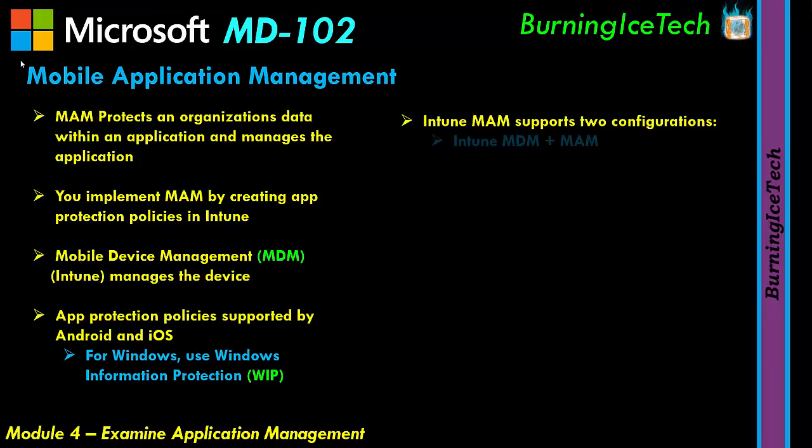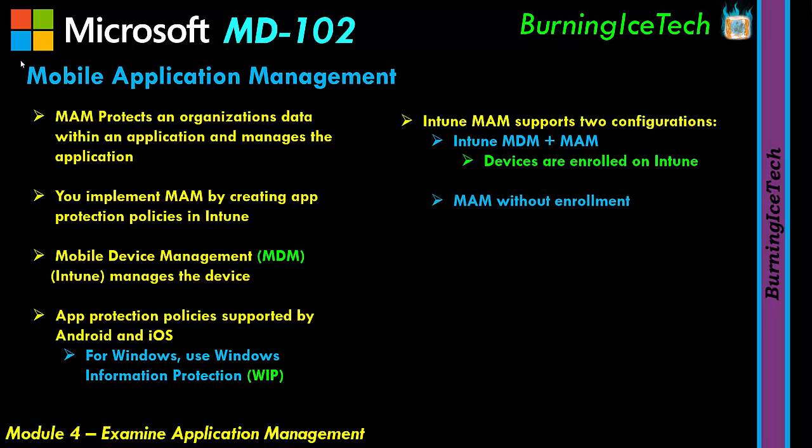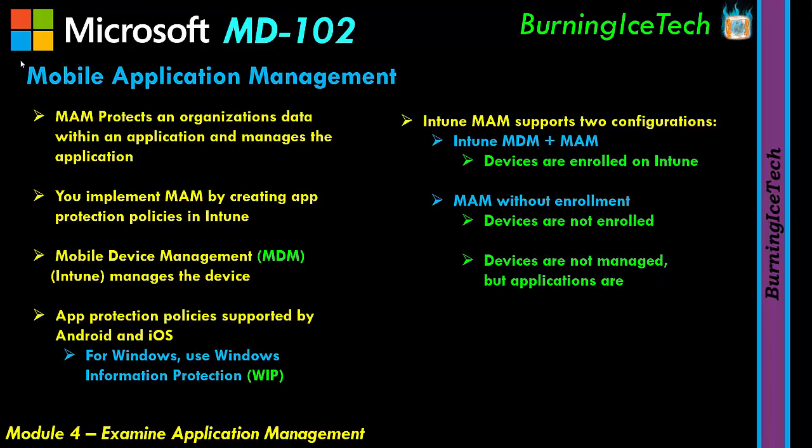The first is Intune's mobile device management and mobile application management combined. With this configuration, devices are enrolled in your company's Intune environment. The second configuration is mobile application management without enrollment. In this configuration, devices are obviously not enrolled, like the name suggests. Using the second configuration, devices are not managed, only applications are. If you want to manage the devices, you need to use, obviously, the first configuration.